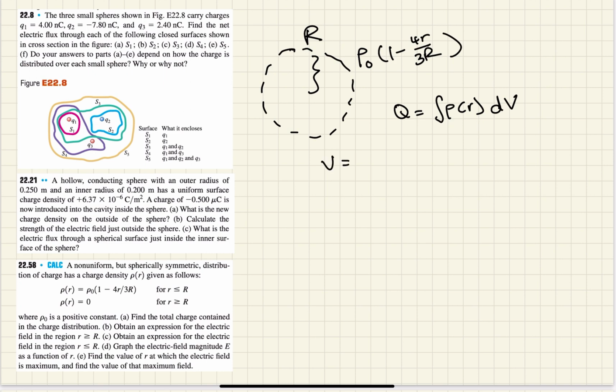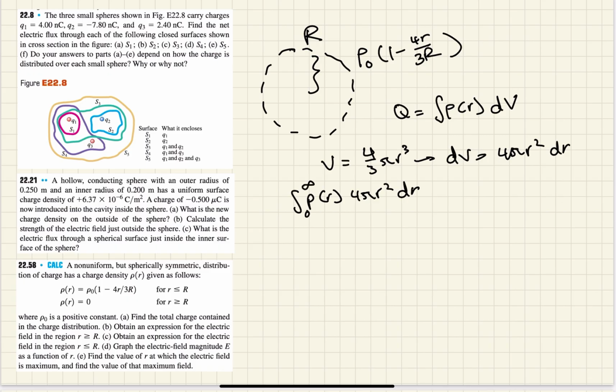Well, we know the volume of a sphere is 4/3 pi r cubed. So with implicit differentiation, you just differentiate both sides. dv is equal to, bring the 3 down, 4 pi r squared dr. And so you plug that up there. It's equal to rho of r times 4 pi r squared dr. So you can take out the 4 pi.